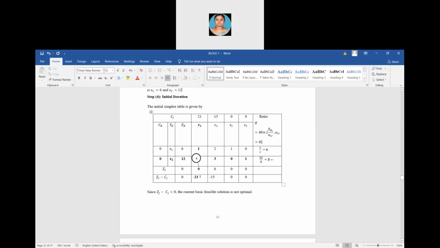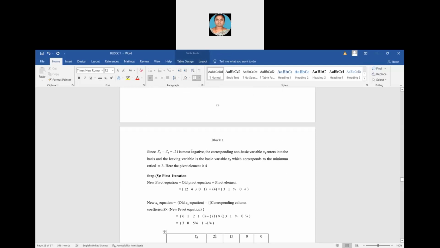And the elements below and above this 4, you have to convert into 0. So already below this 4, you are having 0. Above this 4, we are having 1, that you have to make 0. So that is our next thing. How we have to convert that is what we have seen in the previous example. Since Zj minus Cj equal to minus 21 is most negative, the corresponding non-basic variable x1 enters into the basic, and the leaving variable is the basic variable which corresponds to the minimum.